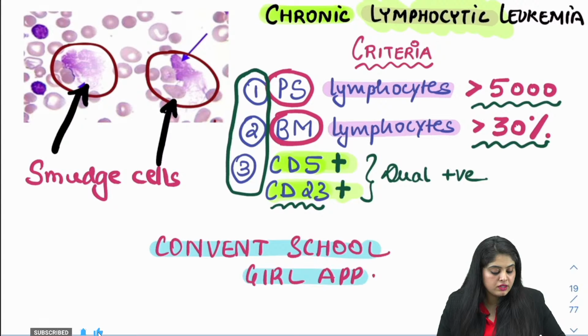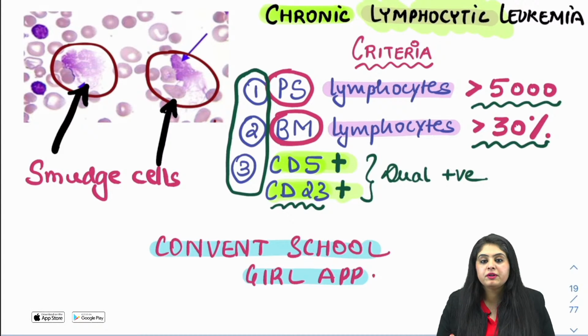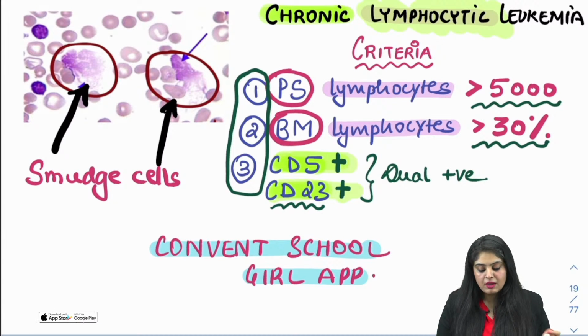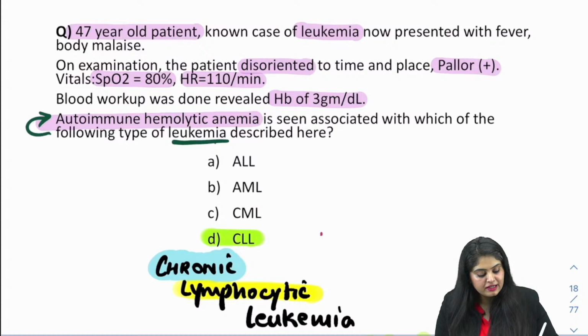Now, why didn't they call it school boy? That is a little bit of gender bias that has been done by the author. But yeah, he's labeled it as convent school girl appearance. Okay, chalo. Having said that, now coming back to the question, ma'am, how did we make it CLL?